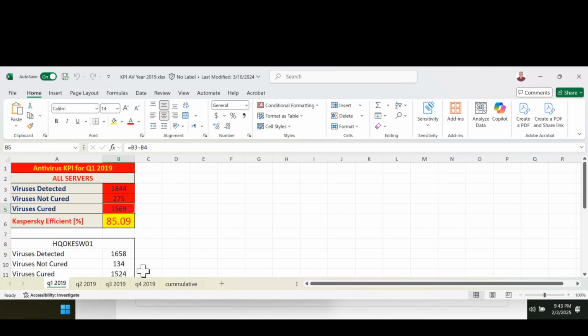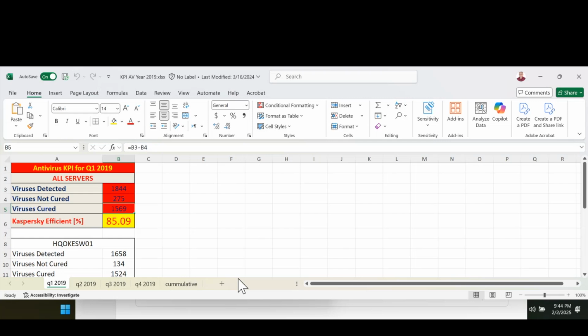If I told you that the antivirus effectiveness was 85%, is it good? I cannot say it's good or bad. It depends on what my target is. So when I put a formula to measure the KPI for effectiveness, it's not enough to identify how I will measure the KPI.